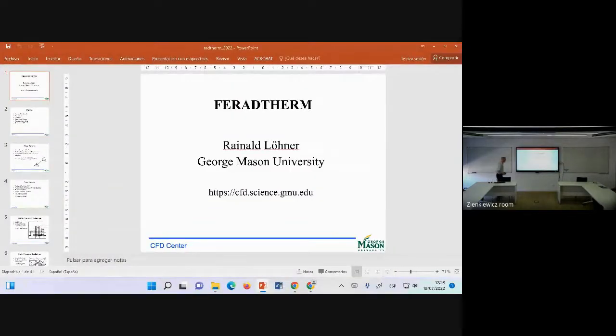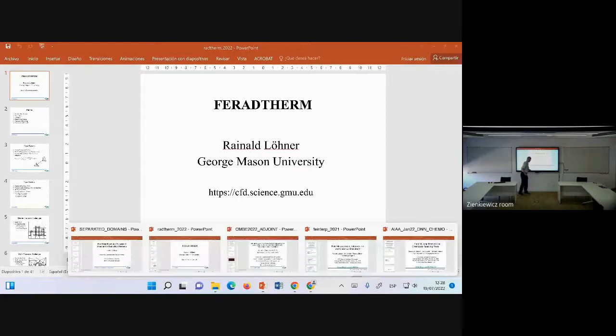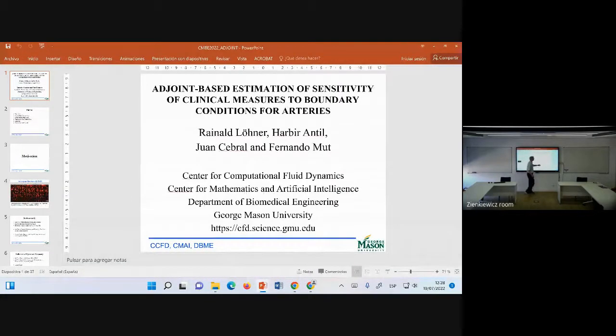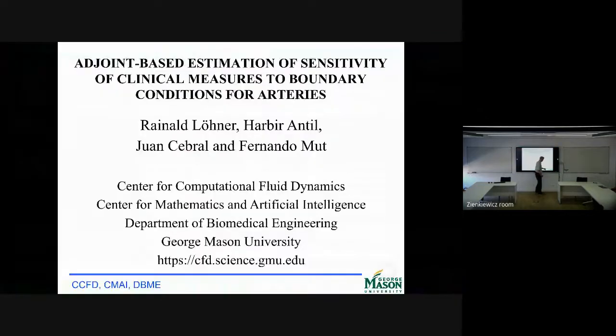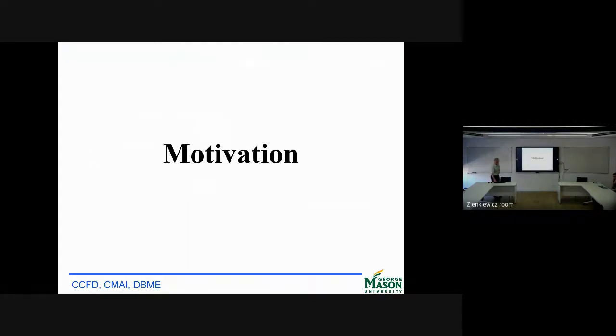Okay, so that's that. And now let's go to this one here. This is the third part that I wanted to cover. And this is the adjoint-based calculation of sensitivity, or estimation of sensitivities. This is work that we did for hemodynamics. Just a little bit of background.